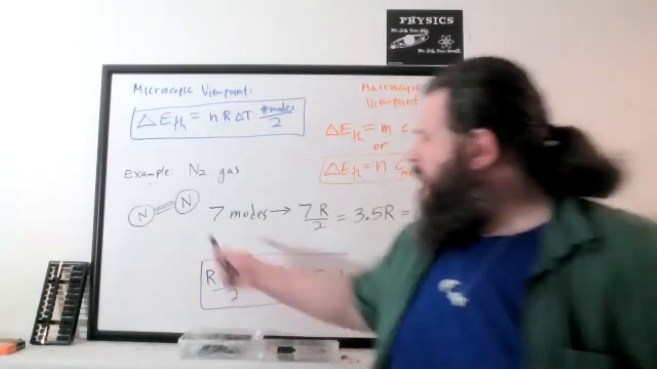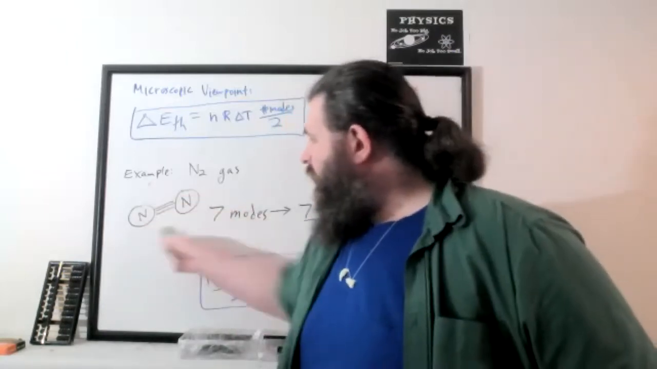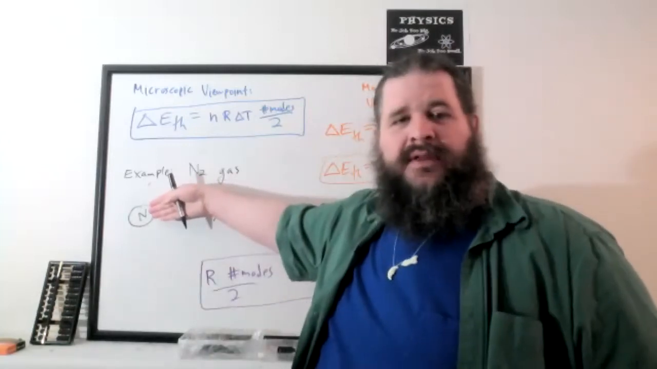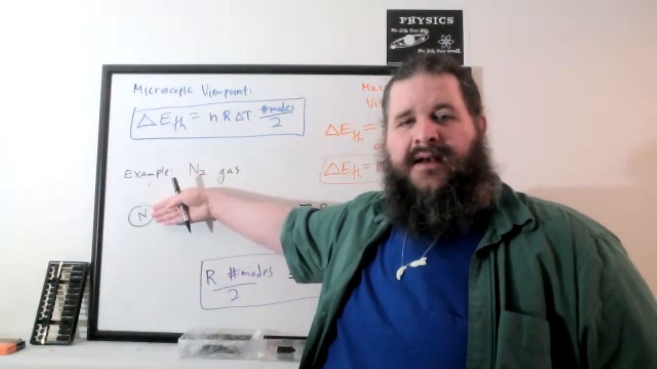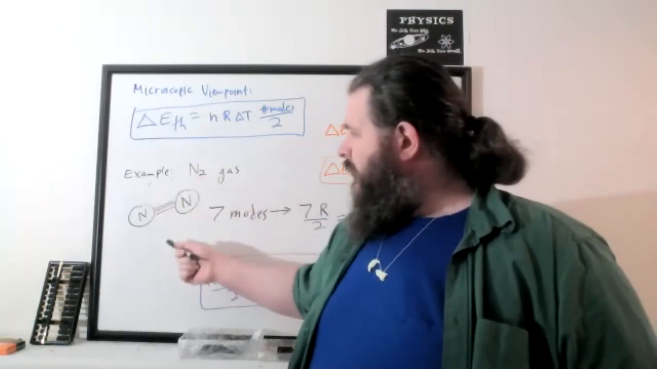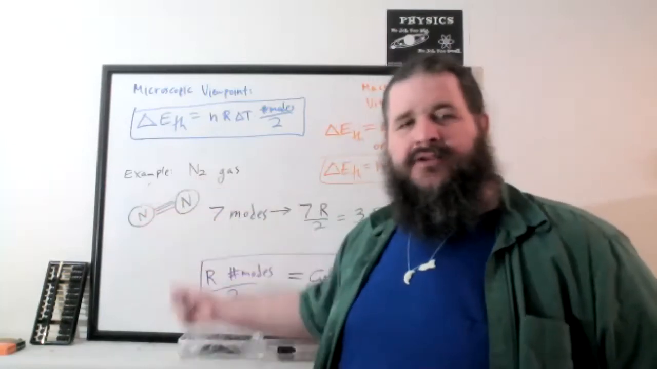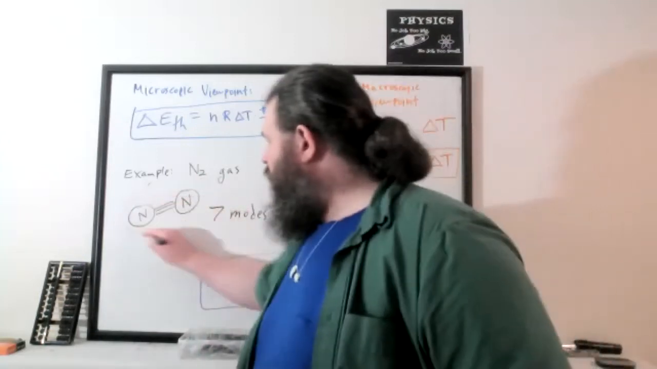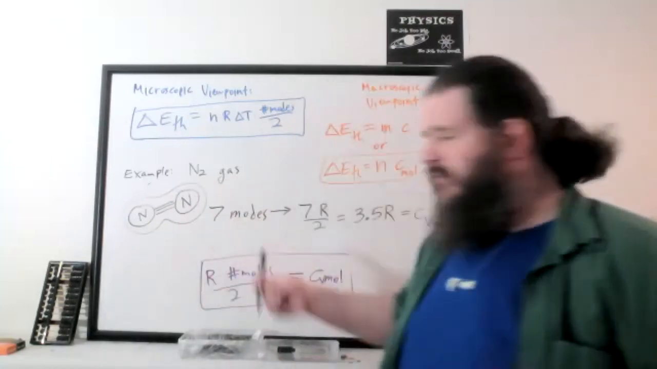We are actually looking at the entire molecule here. This molecule has 7 modes. If you're looking at just one atom, that atom would only have 3 kinetic energy modes and that's it. But nitrogen doesn't exist as single atoms. Nitrogen exists in these diatomic molecules. And this molecule has 7 modes.